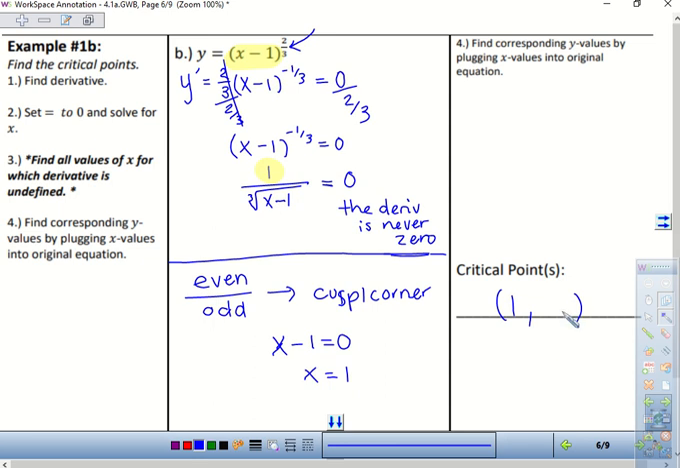To find the y, you would plug that in. That's 0 to the 2/3, which is 0. That makes sense to everybody.